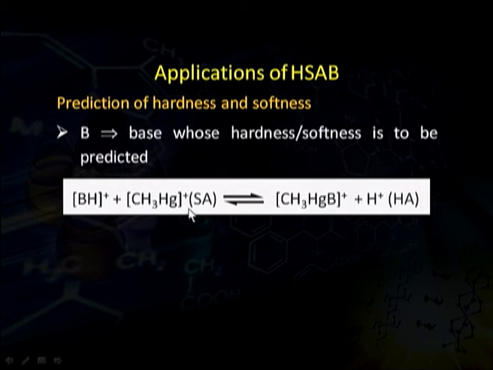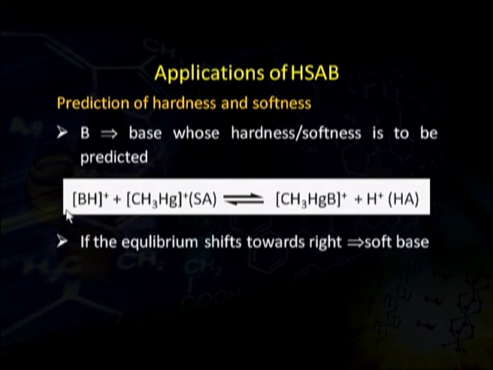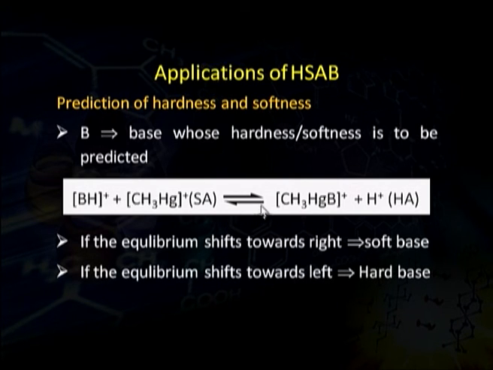If this particular reaction moves in the forward direction, where we have CH3Hg-B and proton, that means the base leaves the hard acid and gets attached to the soft acid. So, we can say that the given base is a soft base because it gets attached to the soft acid. But if the reaction moves in the backward direction, we can easily say that the given base is a hard base because it likes to remain with the hard acid. So, if there is any base or acid, we can easily predict whether it is hard or soft.